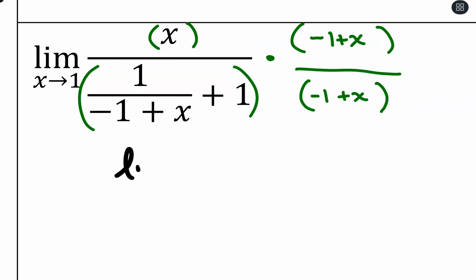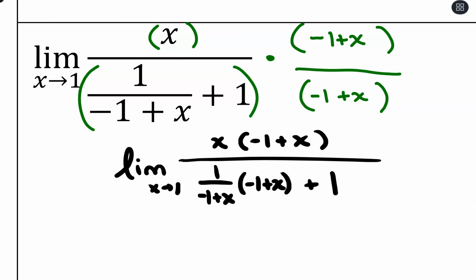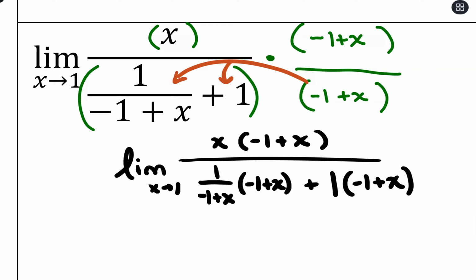So what that's going to do is, I'm evaluating the limit as x approaches 1, and in the numerator we're going to have x times -1 plus x. In the denominator, I have that 1 over -1 plus x. That's going to be multiplied by a -1 plus x. And then I also have that plus 1 that's also going to get multiplied by -1 plus x. So what I did is I just made sure that everything in the numerator was multiplied, everything in the denominator was multiplied. So down here, it's like it distributed into the parentheses.